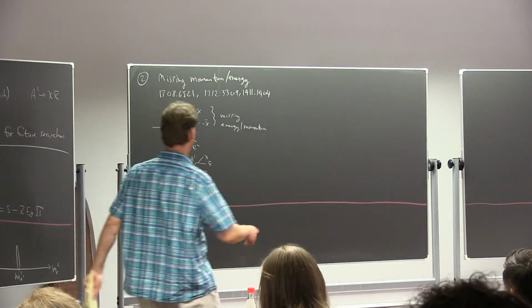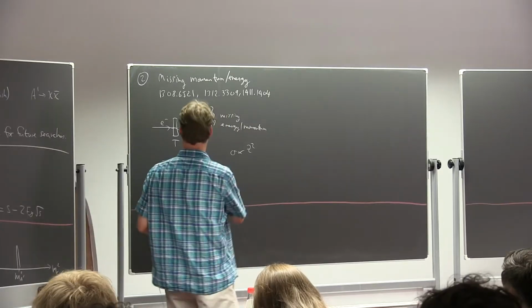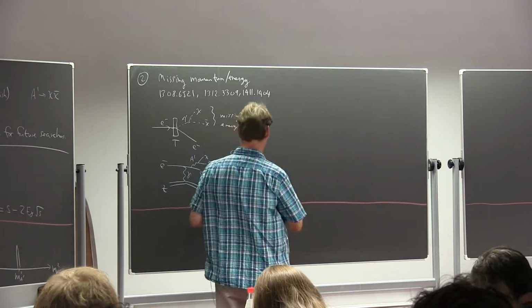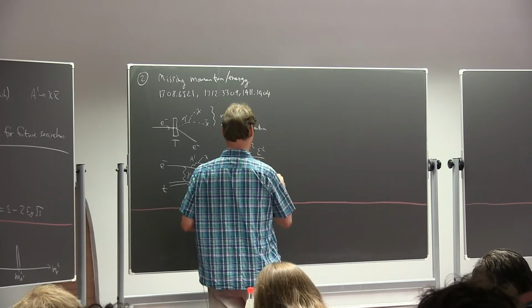And the cross-section for this process is going to be proportional to Z squared, which is just the number of atoms you have in here, number of protons you have in there. Again, there's an epsilon, and then there's some mass factor. Okay.